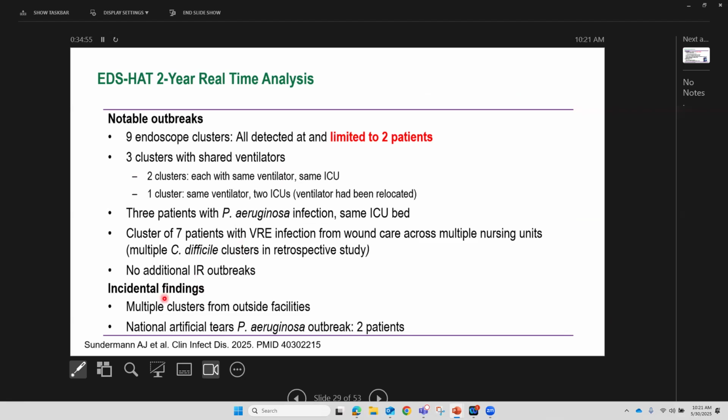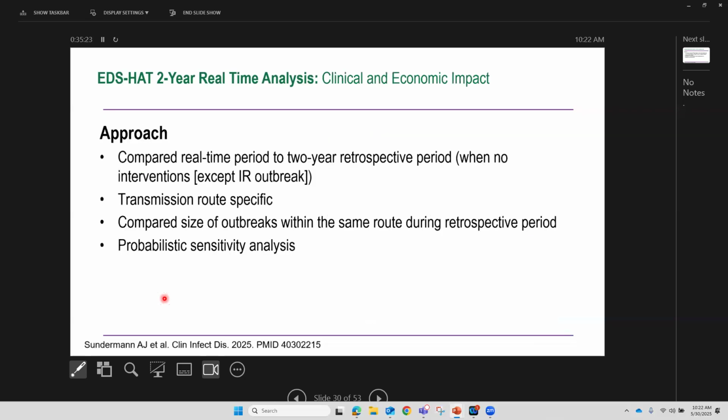And then also, you probably remember the artificial tears outbreak, devastating Pseudomonas outbreak, deaths and loss of eyes. And we had 2 patients. We couldn't figure out what the transmission route was because the sequencing showed only 1 or 2 SNP differences. And then we uploaded our sequences. We downloaded the sequences from the outbreak from CDC and found that these patients were part of that outbreak.